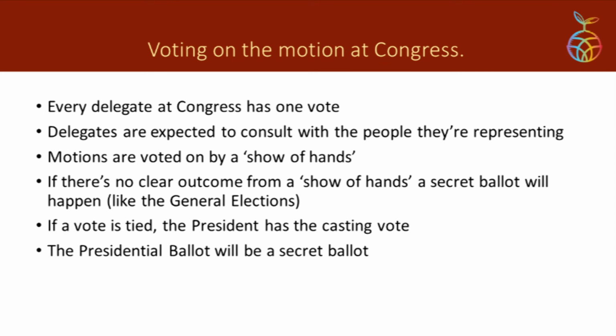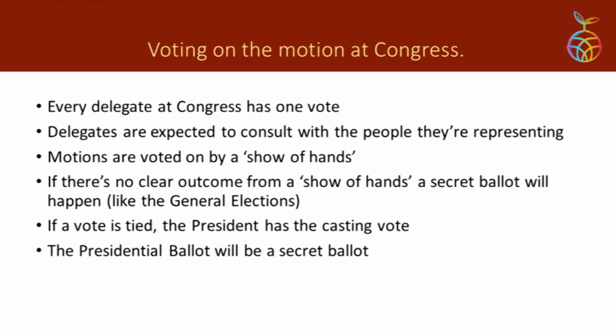Voting at Congress is pretty straightforward. Everyone gets one vote, and you vote by a show of hands, which means you put your hand up if you're in favour for, or oppose, or against the motion. Sometimes it's hard to count all those hands, so if the outcome is unclear, a secret ballot is called for. A secret ballot is like the general election that we just had. Nobody actually knows how you voted.